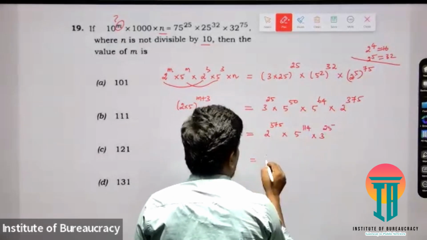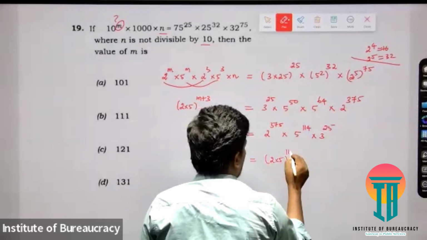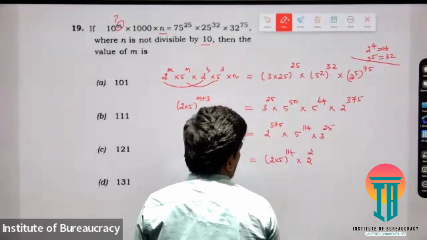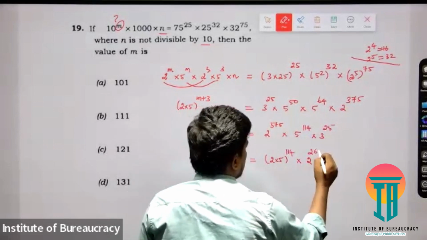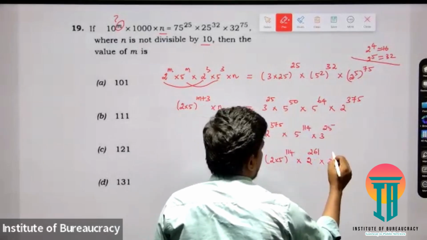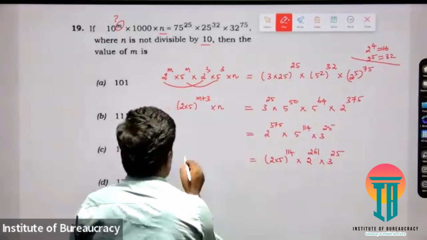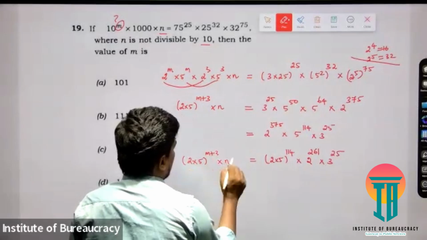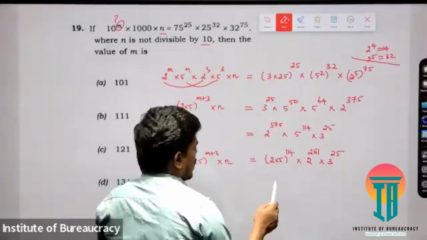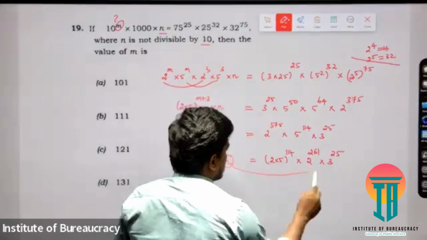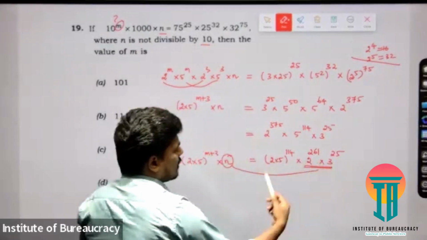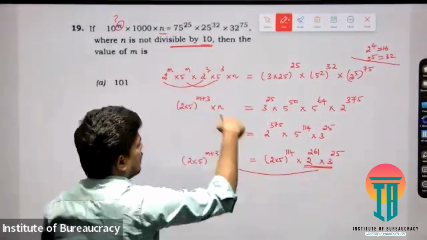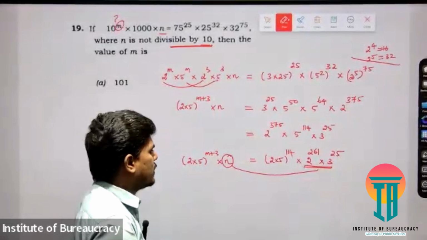So that means here, 2 into 5 power 114 you can take commonly out, and the remaining is going to be 2 power 214, I have taken, therefore it is going to be 61 into 3 power 25. So now on the left hand side you have 2 into 5 power m plus 3 into n. Now if you look at this, in the place of n you have these numbers. And if you multiply these numbers, definitely they are not going to be multiples of 10. It is not divisible by 10.